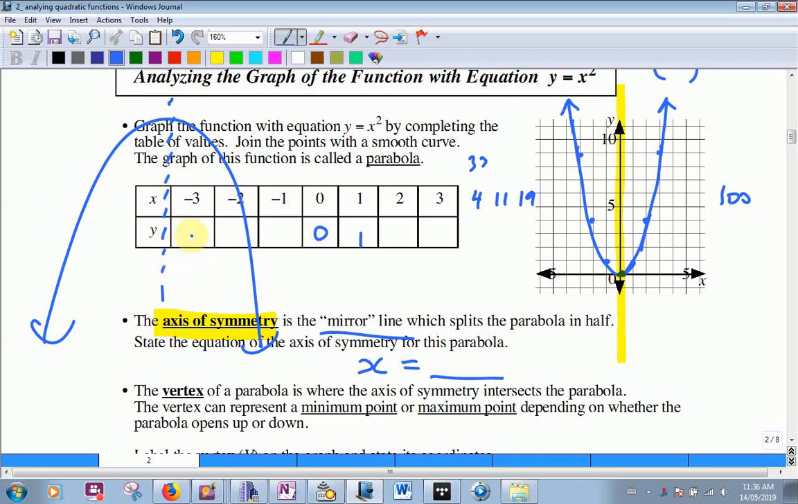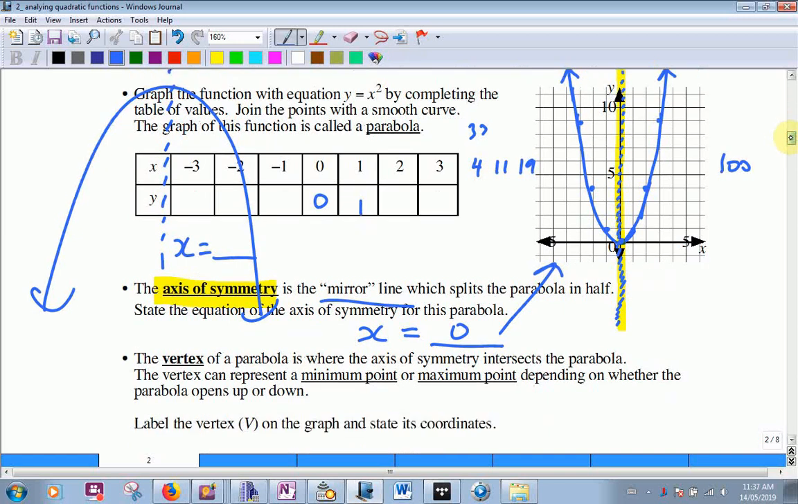And I don't know where this thing is in space, but it has an equation. X is something. So what is x here? Every single one of those points, the x value is the same. It's 0, right? So for this guy, that's the equation for the axis of symmetry. X is 0. Okay? Make sense?